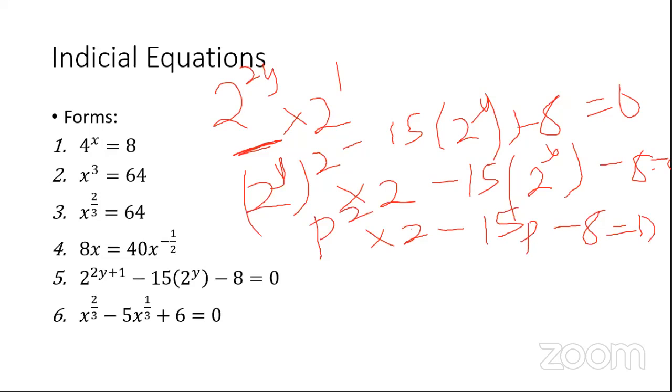So you can see this is the same thing as 2p squared minus 15p minus 8 equals 0. How do you solve this? Don't forget, if you want to solve this now, you can multiply 2 times minus 8. That's minus 16.